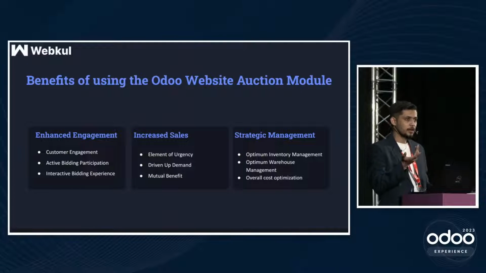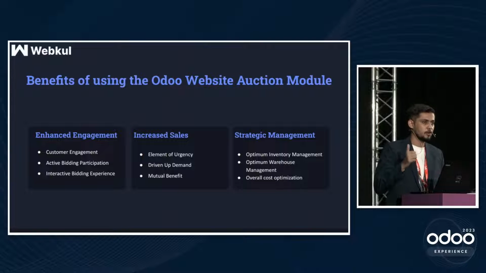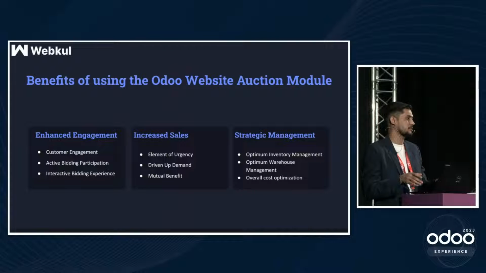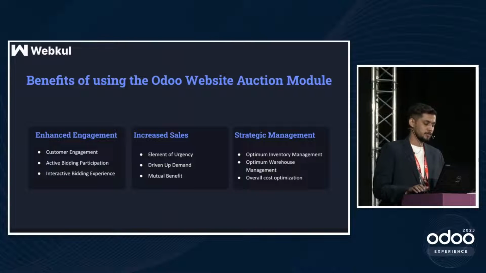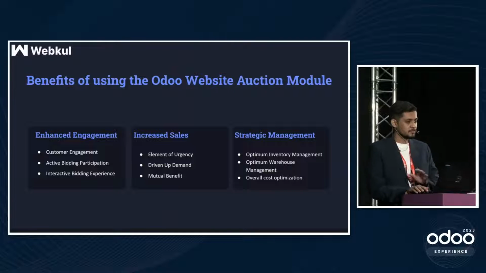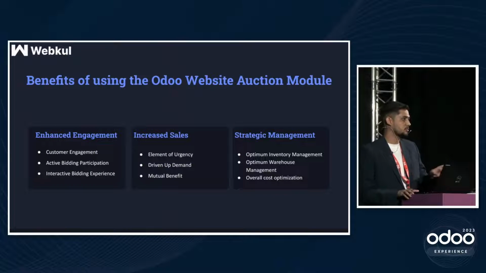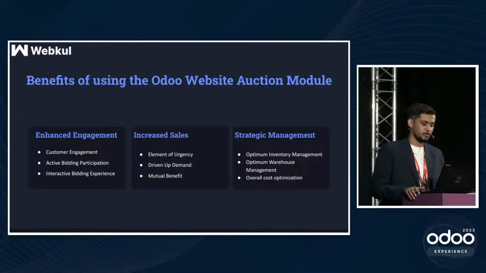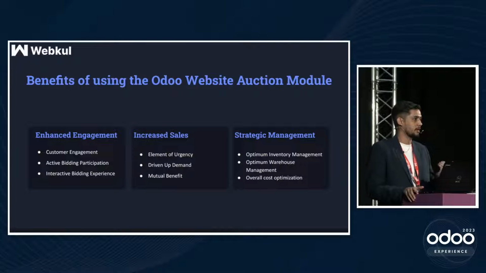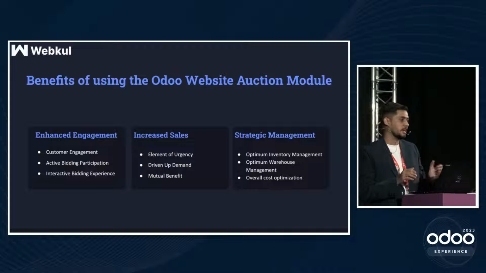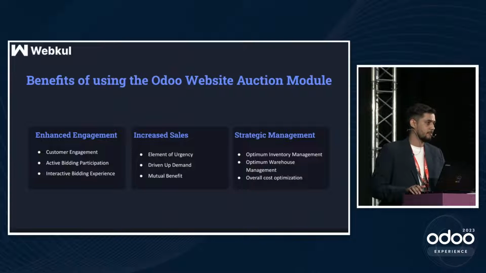Similarly, as an admin, the auction management will also increase your sales, as whatever products and services you are selling, it will increase the demand for those products, and it's also a mutual benefit for the seller as well as for the buyer. For strategic management, you can use auctions to manage things strategically at your end. For example, you have some products which are very high in demand, and some which are very low in demand. For such products, you can decide auctions accordingly and manage your inventory, which will directly improve your cash flows as well.